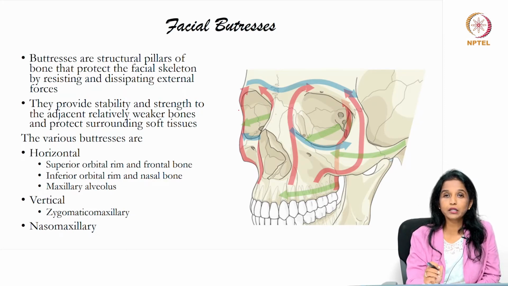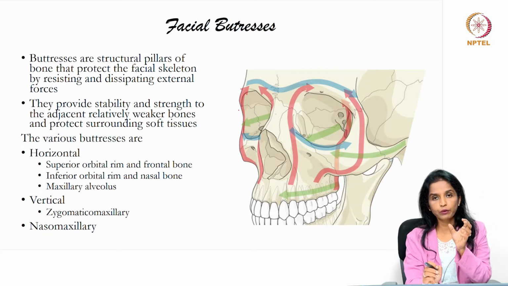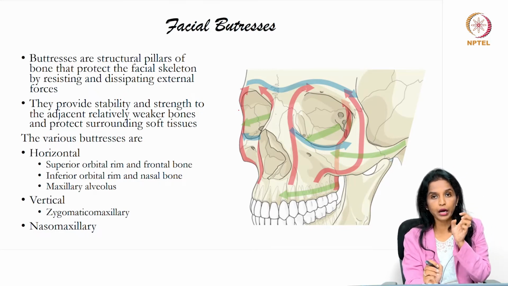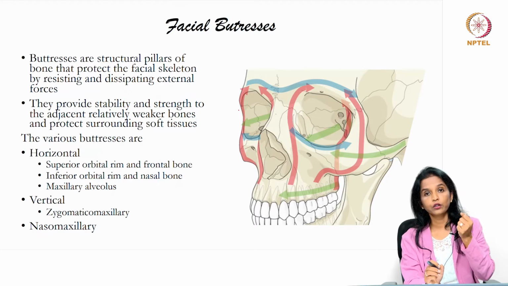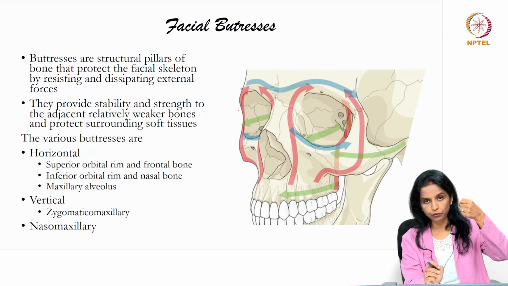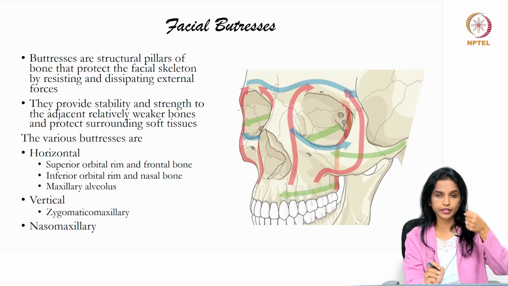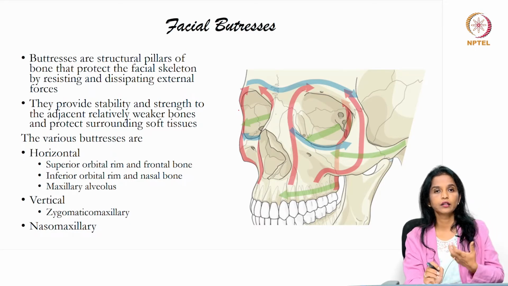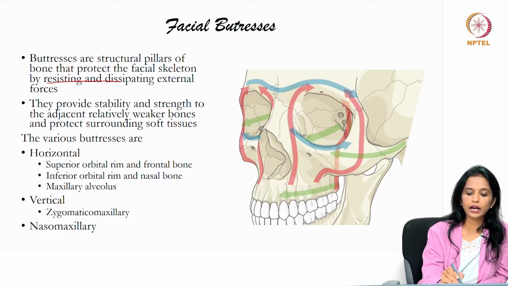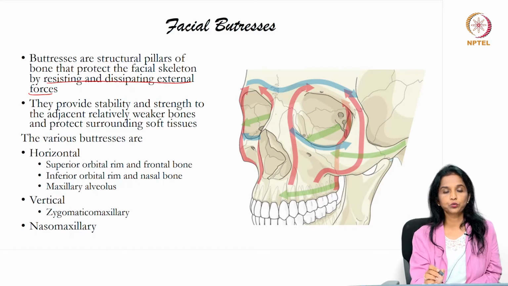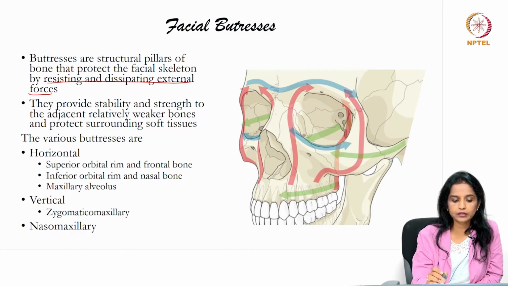So, what do you mean by buttress? A buttress is actually an area where that particular part of the bone is stronger, good enough to withstand external forces more than any other part of the body. It is a region where some kind of reinforced structural element is present. So, the bone is structurally stronger at that place, so that it can resist and dissipate external forces. That is what they are important for.